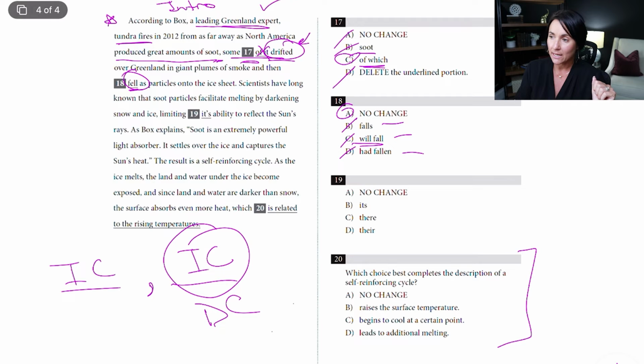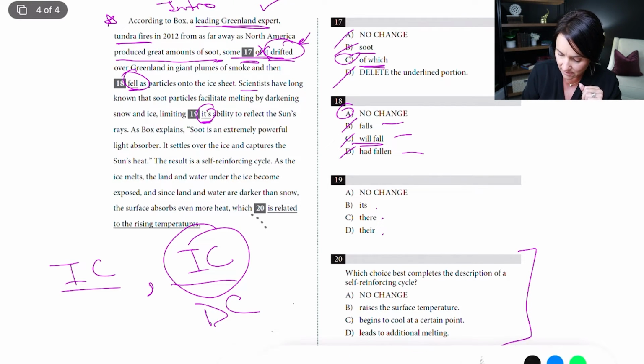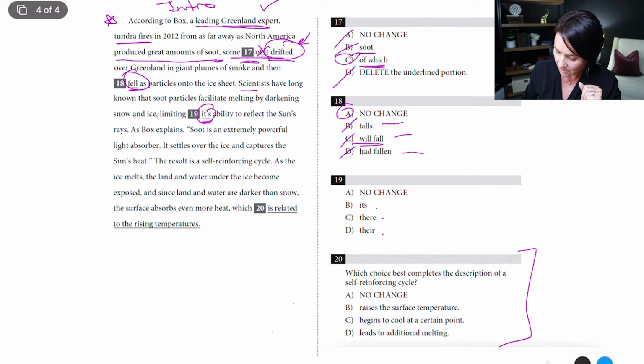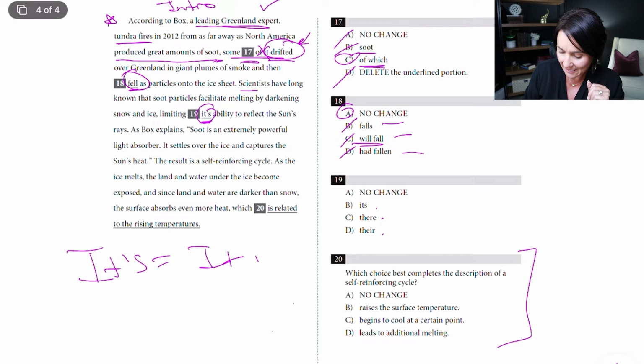All right, let's take a look at number 19. Looks like pronouns here. I'm going to have to figure out what the pronouns are. Let's take a look. I have this it is ability. Start here. Scientists have long known that soot particles facilitate melting by darkening snow and ice, limiting its ability to reflect the sun's rays. Well, this it's here, and let me go ahead and erase this so I can use this space.